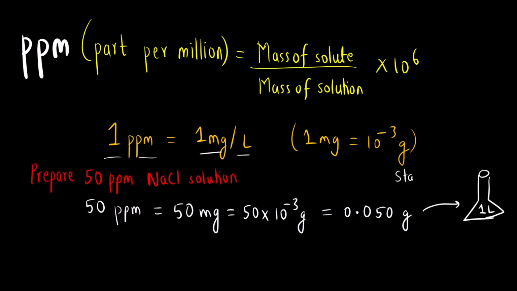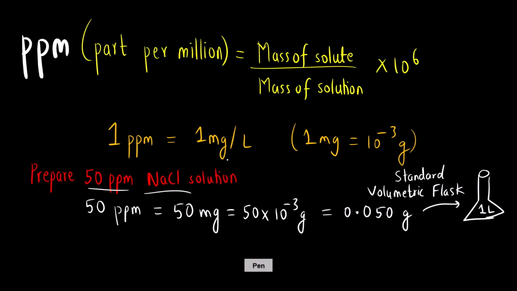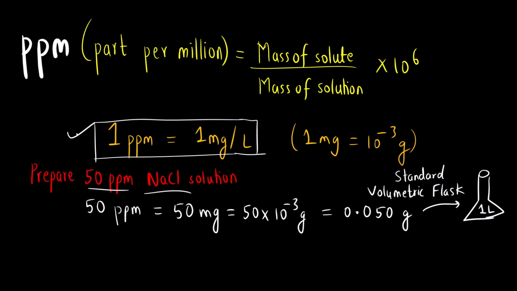This is called a standard volumetric flask. This is mostly used for preparing standard solutions and where we need exact concentration. You will dissolve it in a 1 liter flask. That will give us 50 ppm NaCl solution. So this second part that I'm writing is very important for solving numericals, as well as if you want to make such solutions in the lab, how do you prepare these solutions? This conversion that I've given is very important that you have to memorize.